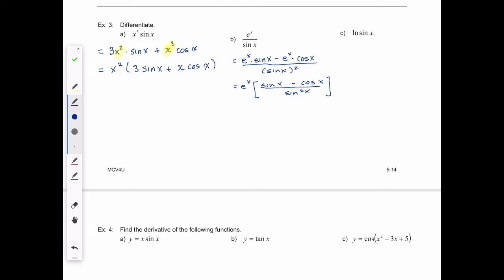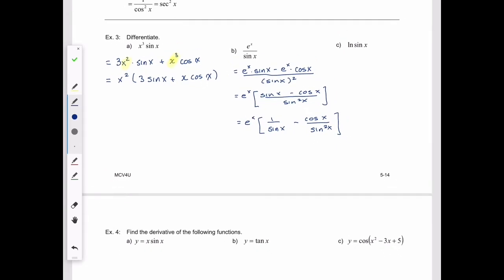And we can simplify a little bit more. I'm not sure if it's going to be of big value for us, but we have e to the x times 1 over the sine of x. Subtract the cos of x over the sine squared of x. So I think the second one is a little bit better than the last one.